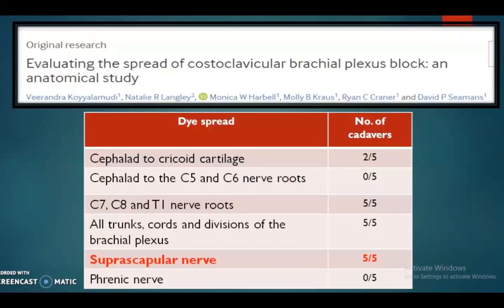Evaluating this, we found a study that evaluated the spread of costoclavicular brachial plexus block, an anatomical study in which 5 cadavers were chosen and an ultrasound-guided costoclavicular block was given with 20 ml of dye, and the cadavers were then dissected to find the extent of the dye spread. In all of the cadavers the dye spread proximally and soaked all the trunks, cords and divisions of the brachial plexus, even the suprascapular nerve. So the suprascapular nerve was involved in all 5 of 5 cadavers.